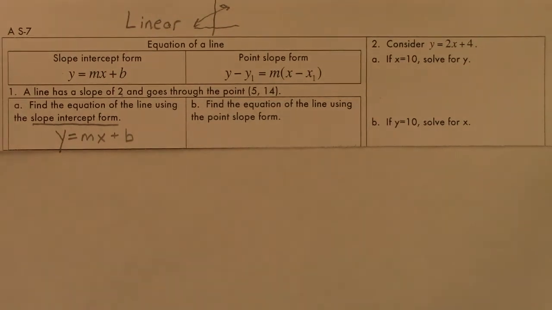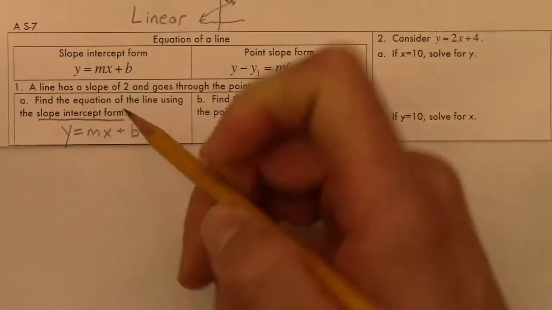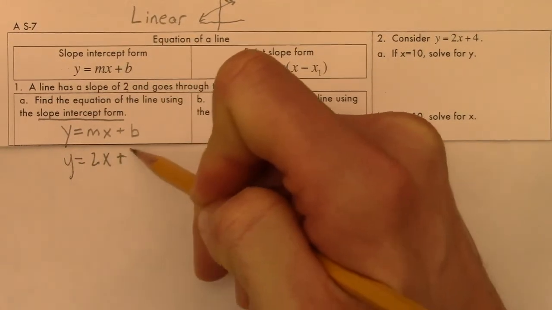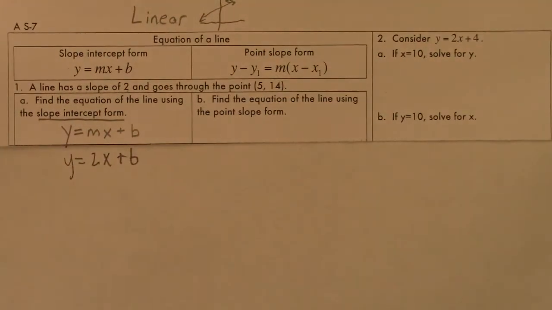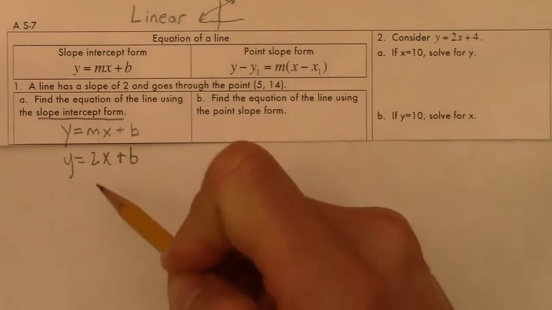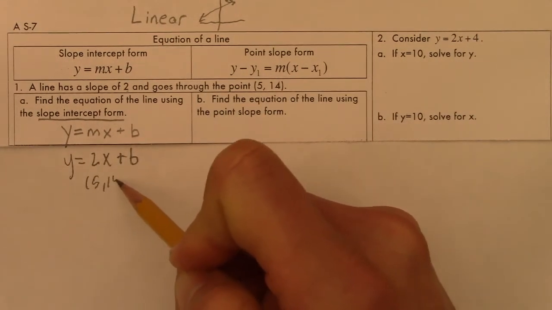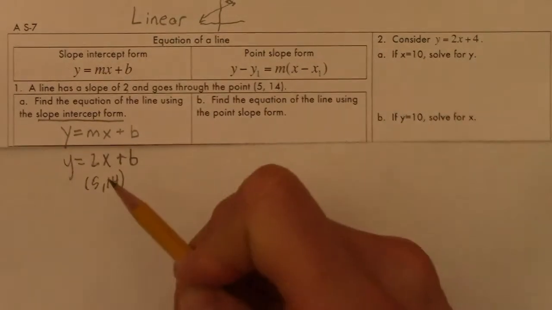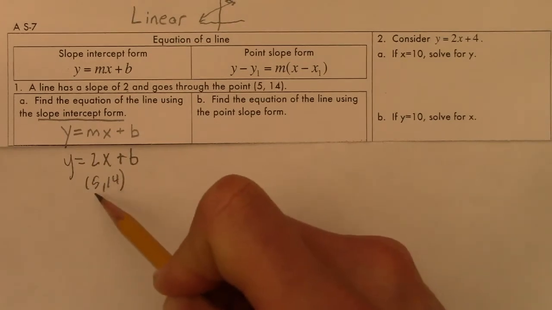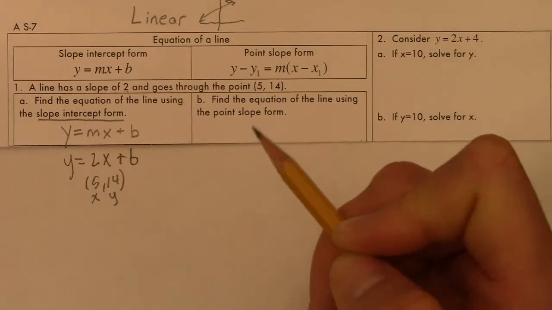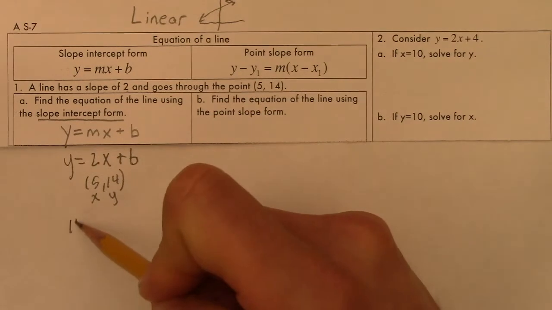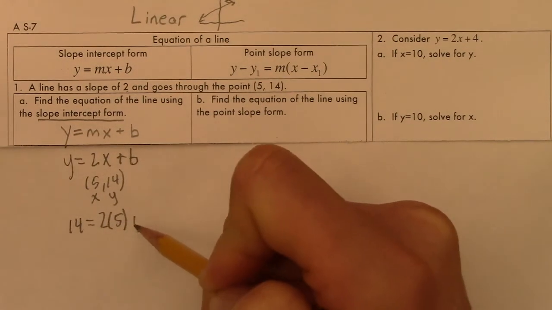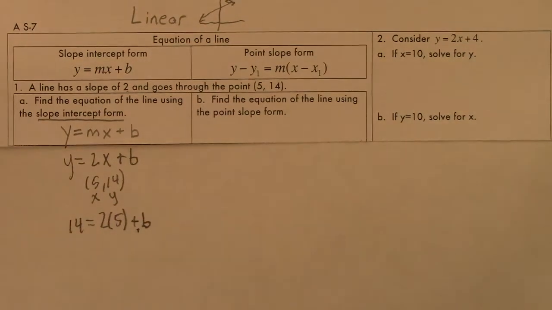So the slope is 2. That's the m. So y equals 2x plus b. Okay, so then here's the point that we're going to plug in. 5, 14. So we don't know the y-intercept, so that's what we're trying to find here. We're solving for the y-intercept. Okay, that's the x, that's the y. And we're going to substitute the y with 14. And then parentheses 2, 5 plus b.